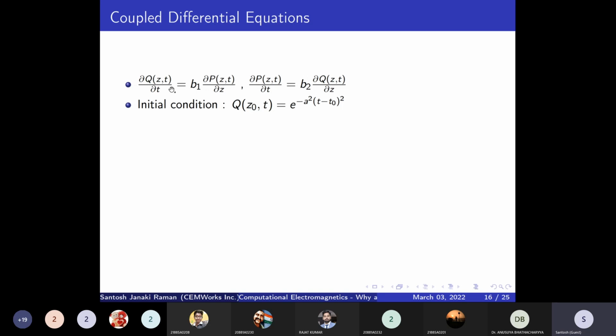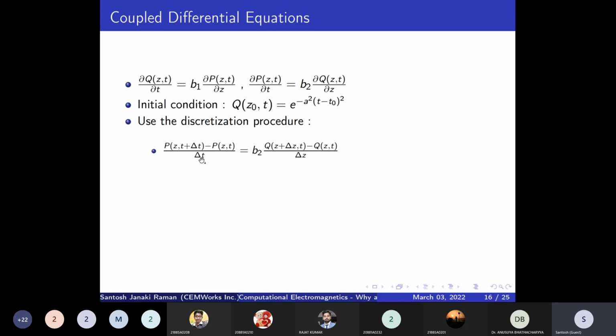You do the same thing. You first discretize the first equation. Or I'll start with the second equation. You'll discretize the second equation. When you do that, it's very simple. You have to find the first order differential of P with respect to time. So P(z, t plus delta t) minus P(z, t), divided by delta t.